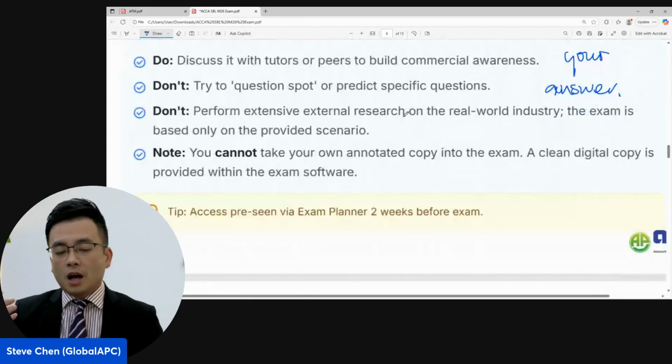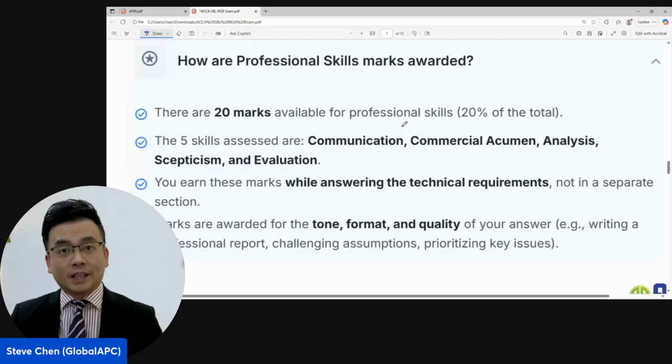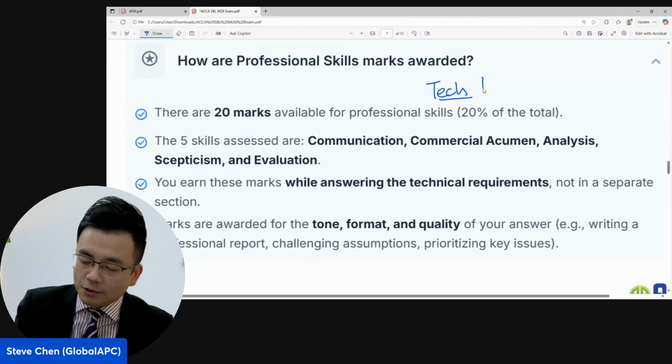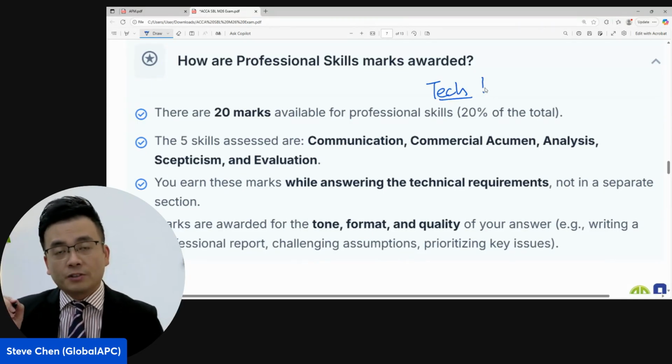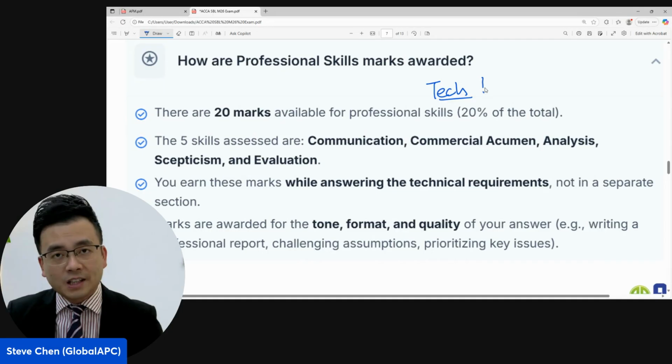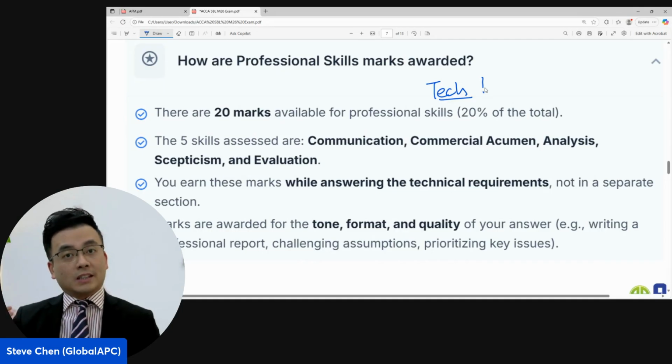Now, how are professional skills marks awarded? I always tell my students just to ignore the professional skills marks, because if you focus on the technical marks and they are high, your professional skills marks will also be high. That's according to the latest examiner's report, which the examining team always said.